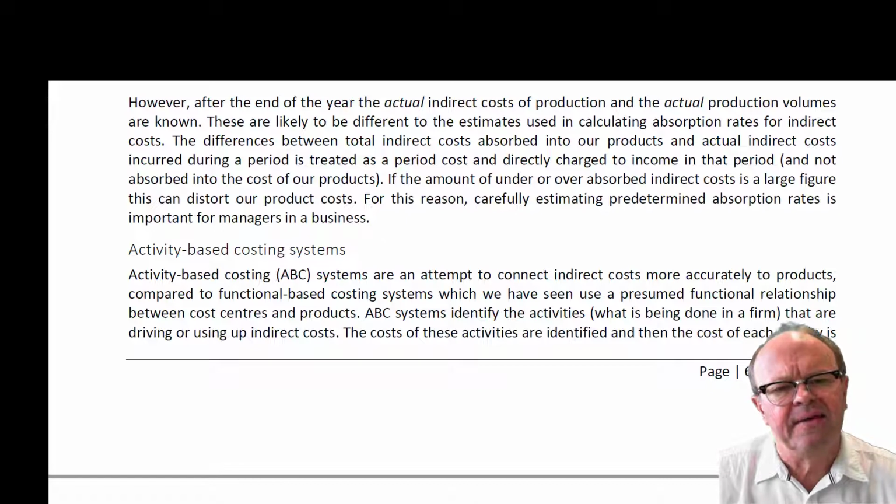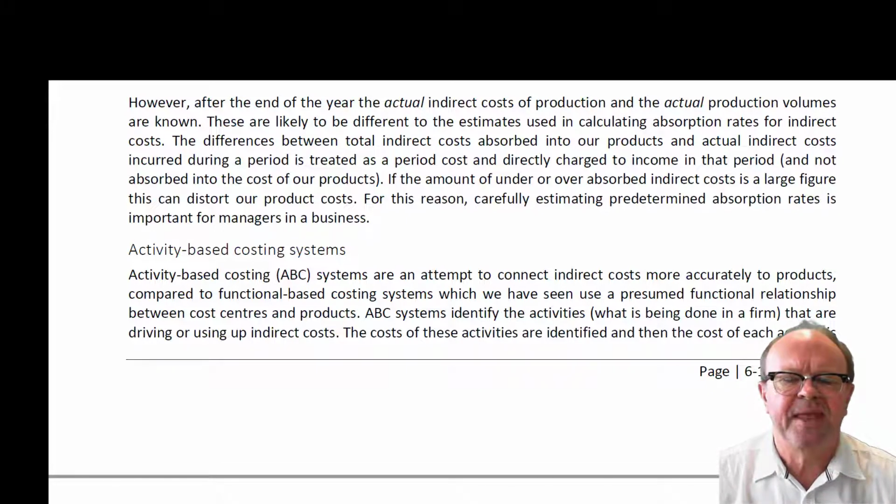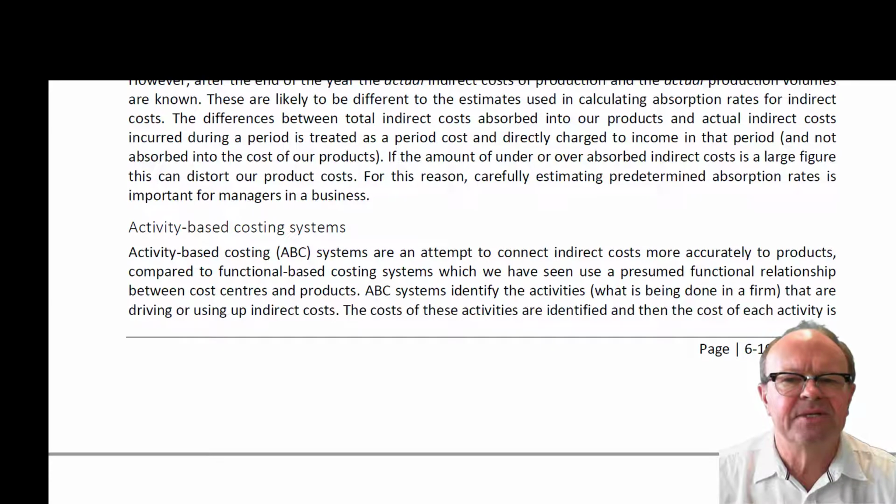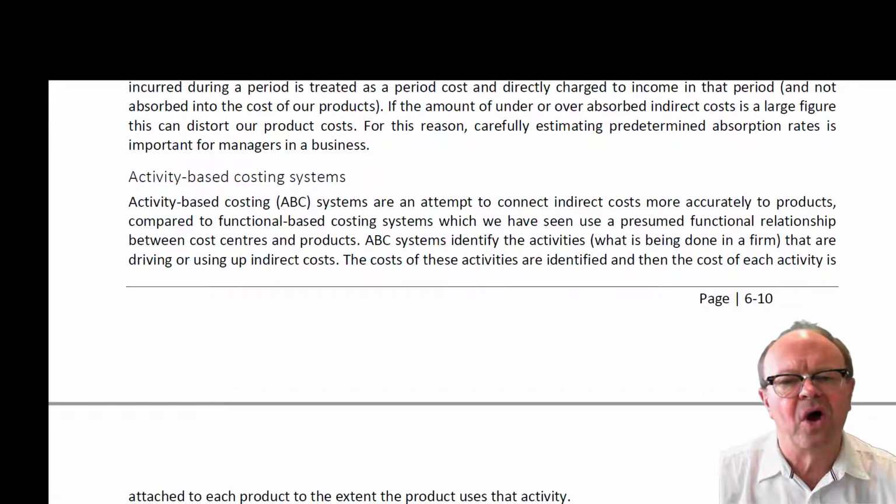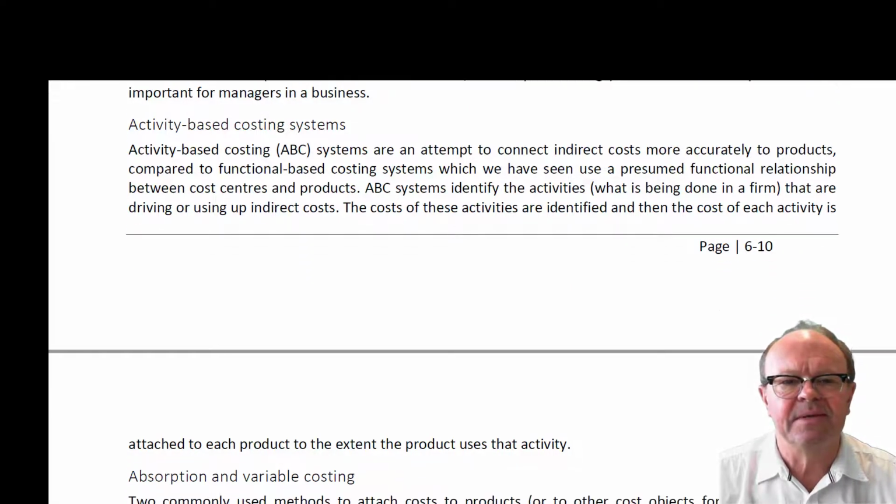However, after the end of the year, the actual indirect costs of production and the actual production volumes are known. These are likely to be different to the estimates used in calculating absorption rates for indirect costs. The differences between total indirect costs absorbed into our products and actual indirect costs incurred during a period is treated as a period cost and directly charged to income in that period and not absorbed into the cost of our products. If the amount of under or over absorbed indirect costs is a large figure, this can distort our product costs. For this reason, carefully estimating predetermined absorption rates is important for managers in a business.